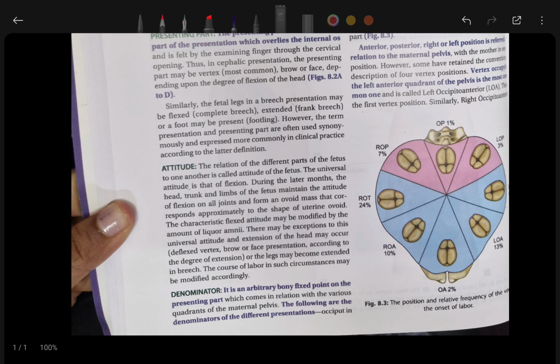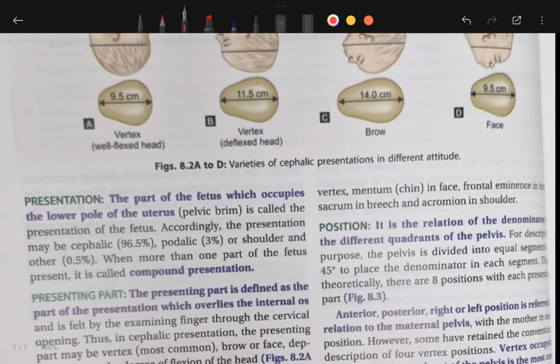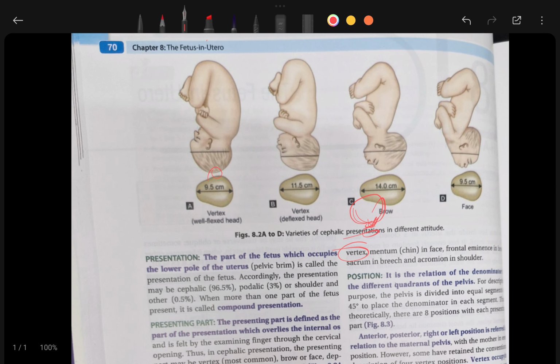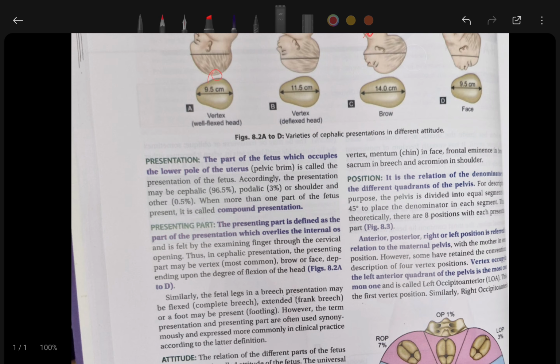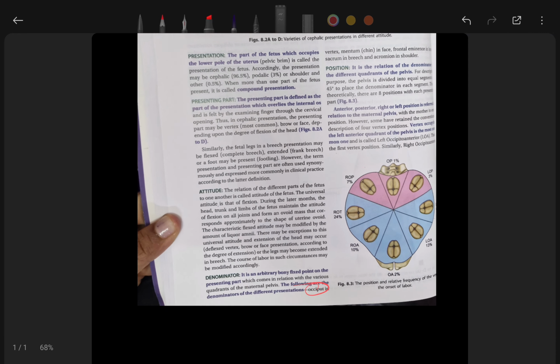The denominator is nothing but the bony prominence which comes in contact with the internal os. For example, occiput, if it is a cephalic presentation, the head will be there, so the vertex may come in contact with the internal os, that bony prominence, or the chin may come as a presenting part, or frontal eminence, or the sacrum like in a breech presentation, and acromion. If the shoulder is there, the acromion process comes as a presenting part, that bony prominence we call a denominator.